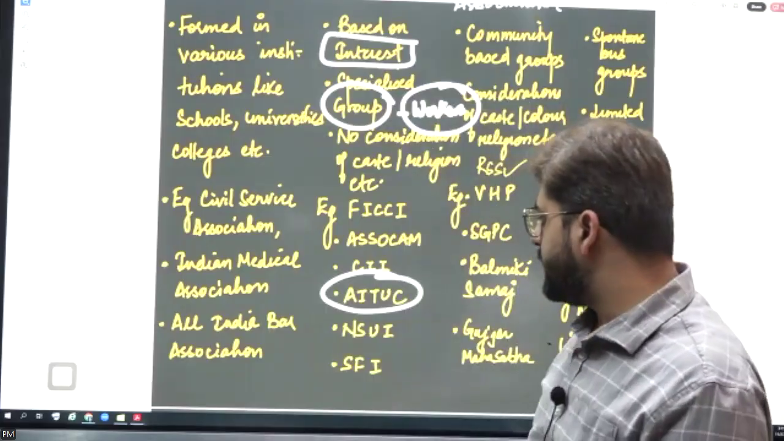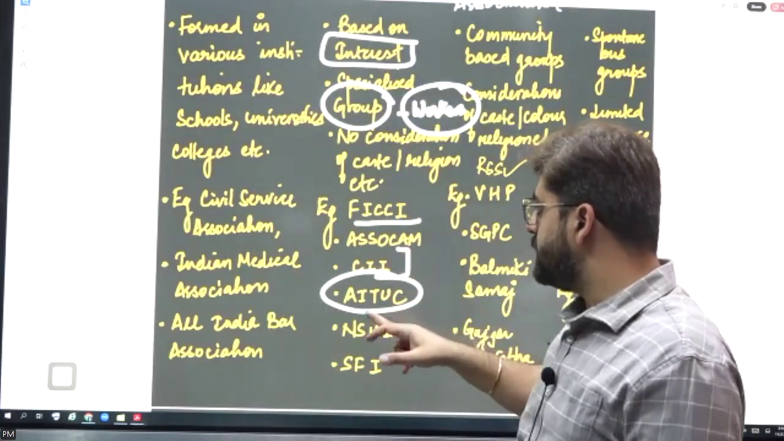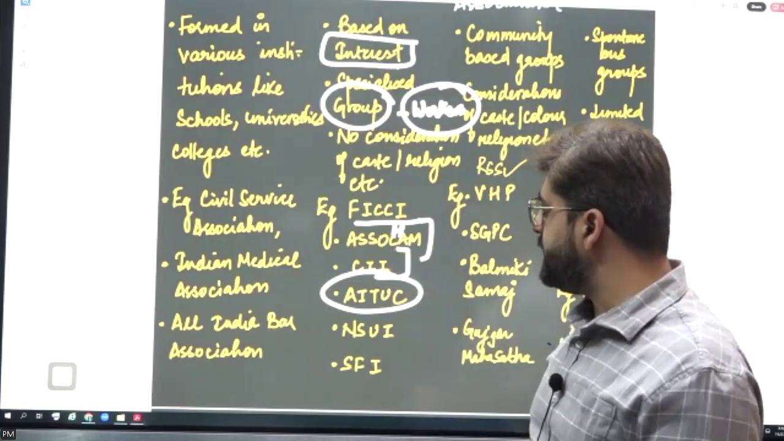Similarly, as I gave you an earlier example, the example of FICCI and CII and ASSOCHAM, what do they do? Here there is a typo, C is followed by H also.